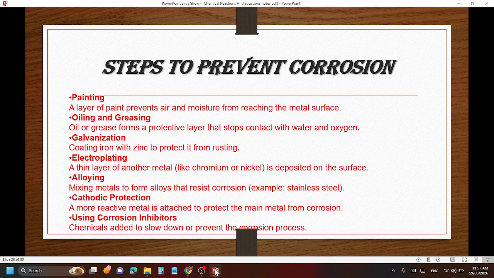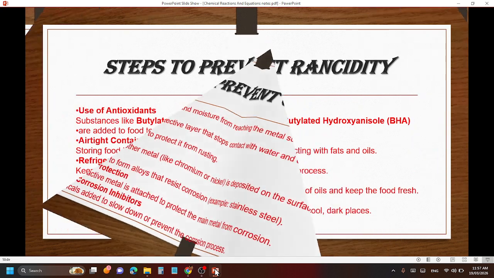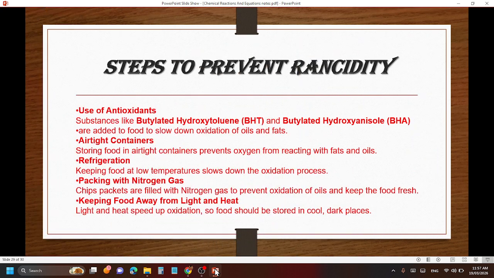I will pin the notes in the description. You can read it. Now next is steps to prevent rancidity. Now what is the solution to prevent rancidity? Use of antioxidants. You don't need to remember these words, butylated hydroxytoluene and butylated hydroxyanisole. Simple, these are substances added to slow down the oxidation of oils and fats. Don't trouble your head with such complicated names. The substances used to prevent rancidity are called antioxidants.